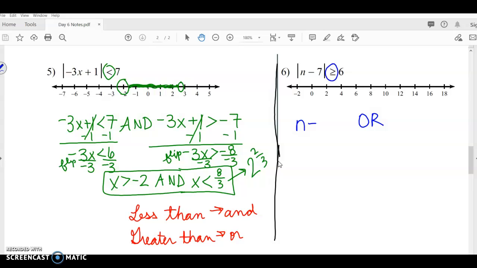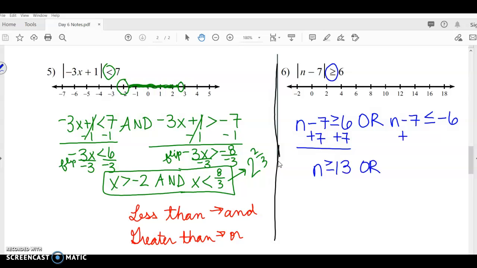Solve it like it is. N minus 7 is greater than or equal to 6. So then I have to do n minus 7 is less than or equal to negative 6. So then to move a minus 7, I would add 7. So I get n is greater than or equal to 13. Or, to get rid of a minus 7, I add 7. N is less than or equal to 1.